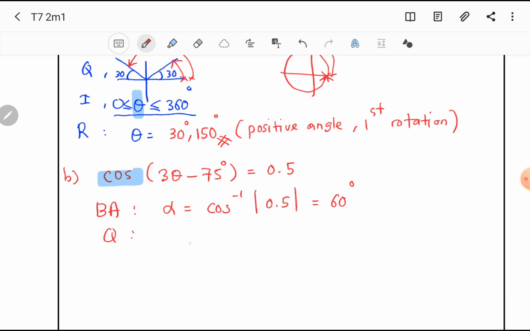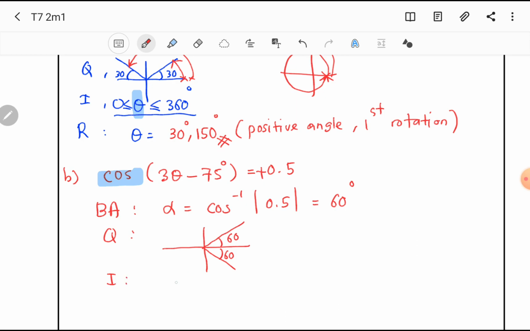Okay, the quadrant is, kita draw the quadrant. Cos positive at sugar to coffee. Kat mana cos positif? Kat first quadrant. And fourth quadrant. Okay, so we put 60 and 60 here. Okay, done for quadrant. Okay, next, interval.